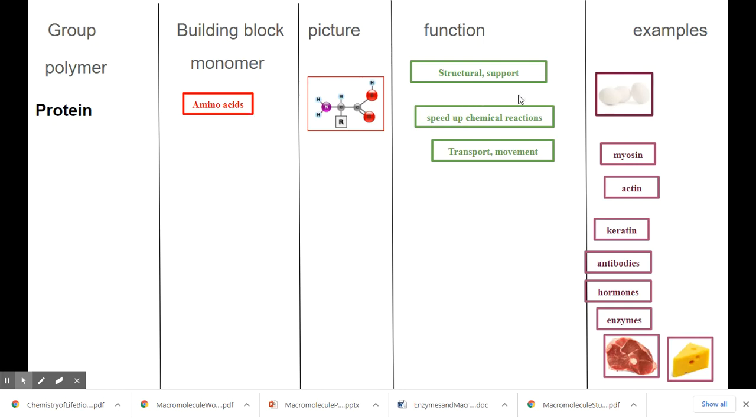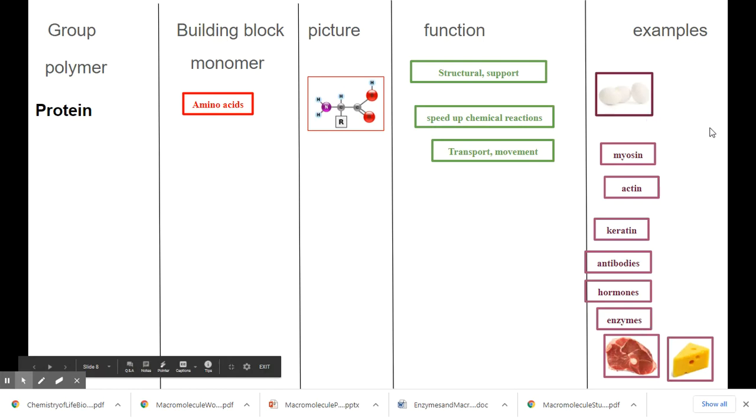They help with structure, support. They help speed up chemical reactions. We looked at enzymes already in a lot of detail. And they help with transport and movement. So actin and myosin are two proteins that help with muscles. Keratin, that's what gives your hair its strength. It's a protein in hair and nails. Antibodies help you fight off infections. Hormones help give signals to different parts of the body. And then, as we talked about before, enzymes help with speeding up chemical reactions.